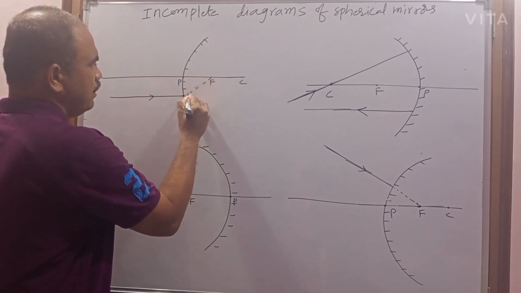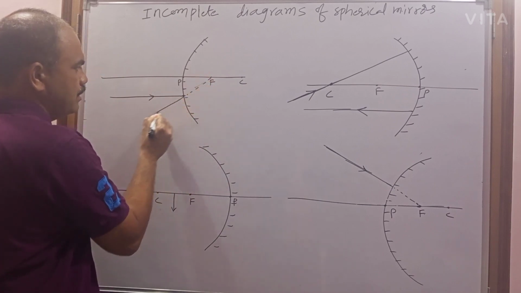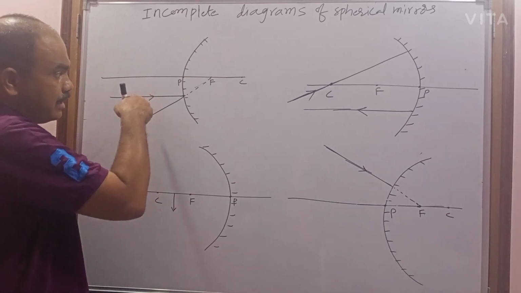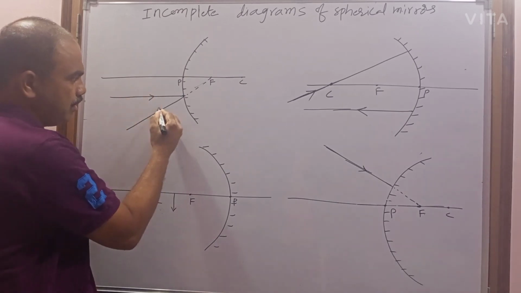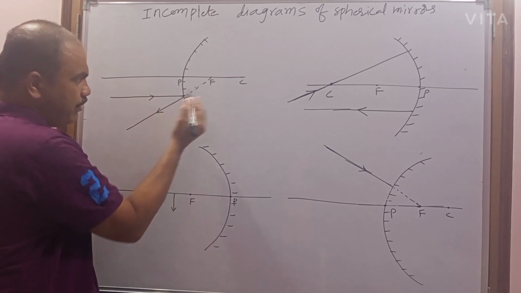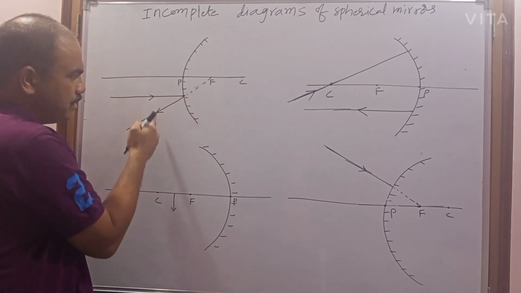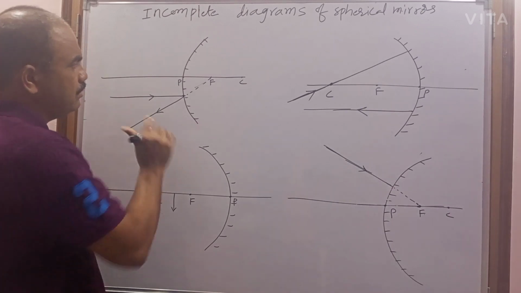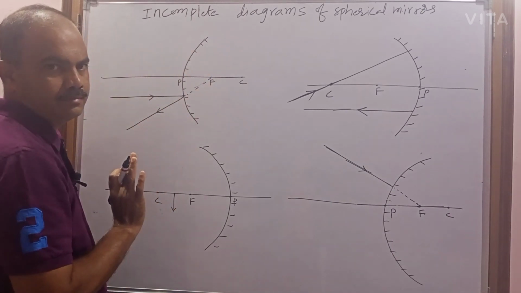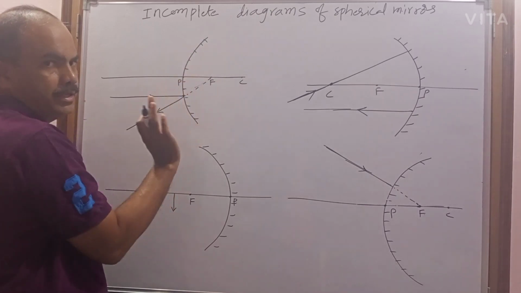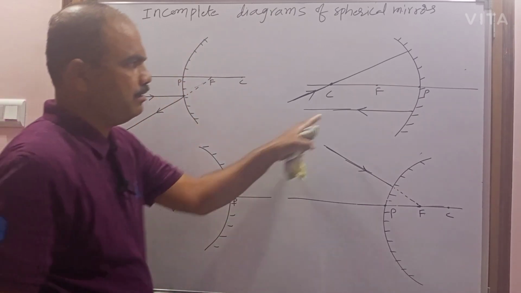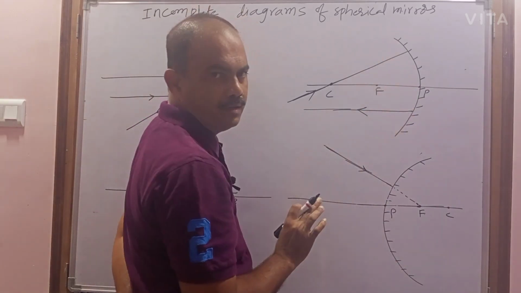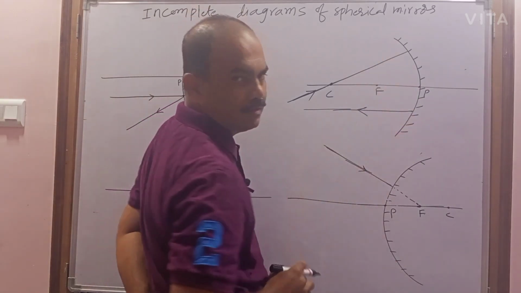Then extend that ray, and now you are drawing the reflected ray corresponding to this incident ray. So you have to put the arrow away from the mirror. This is very important, giving the arrow marks for the rays. Now this is the completed diagram of the first one. Next, come to the second one. First of all, which type of mirror is it? It is a concave mirror.